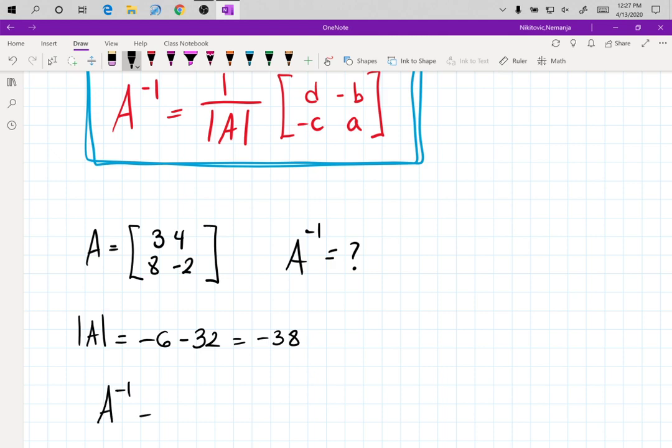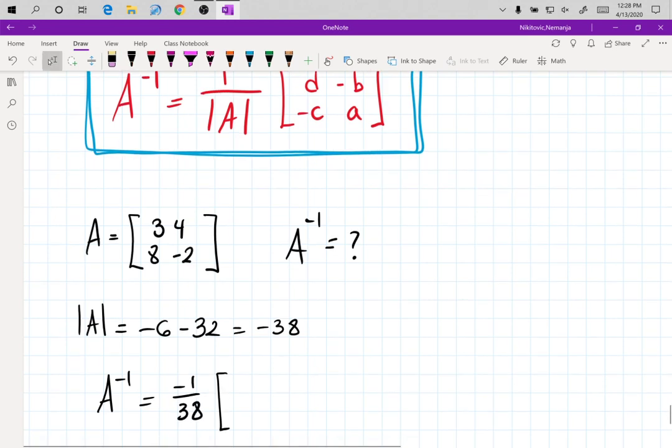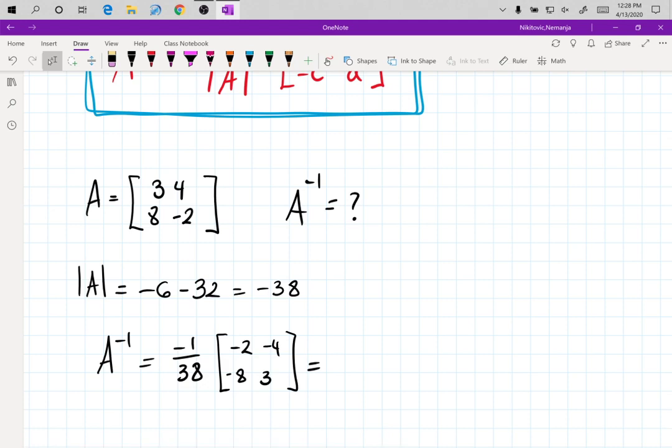And now the inverse is negative 1 over 38 times the matrix. You swap the diagonal, so negative 2 and 3, and then you put the negatives on 8 and the 4. And now you multiply the constant in front into each one of the terms. So it becomes 2 over 38, 4 over 38, 8 over 38, and negative 3 over 38. And that's the inverse.